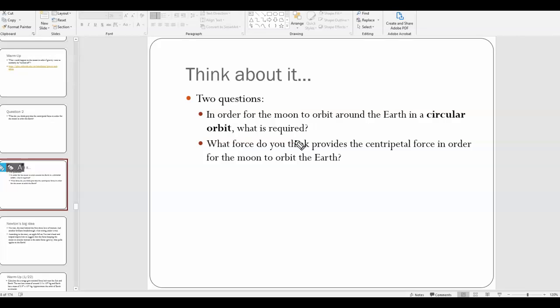And again, hopefully this is not too much of a surprise, but the answer to the last question is gravity. It is the gravitational force which provides the centripetal force in order for the moon to orbit the Earth. And in fact, the Earth orbiting the sun, the solar system orbiting around the galaxy, and so on, all those orbits are due to the gravitational force. The answer might seem really obvious, but it wasn't always so obvious.